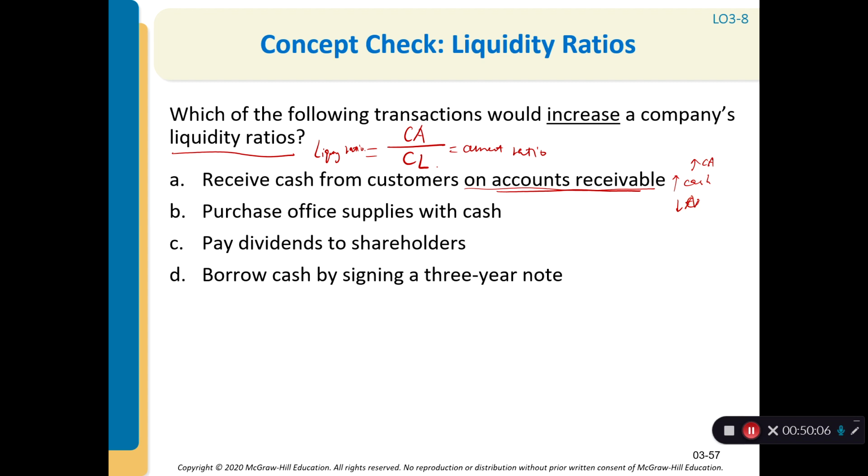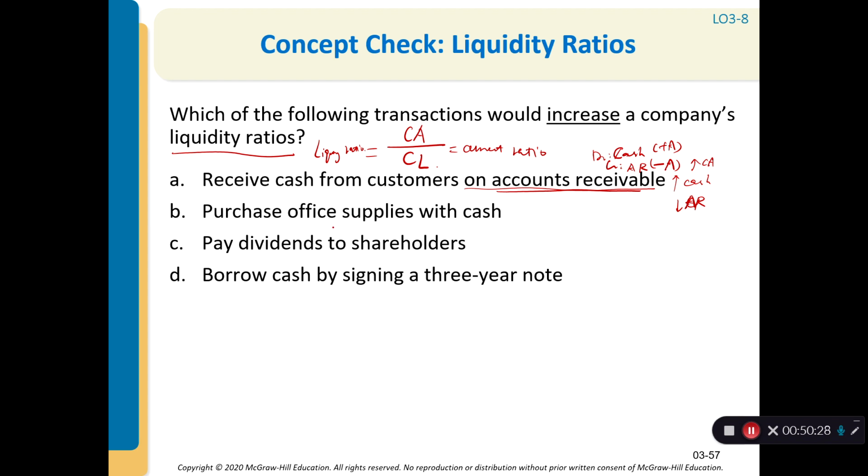Because if I do a journal entry here, you would debit cash and you credit accounts receivable, right? So basically you minus one asset and plus another asset. Hence it should have no effect on the liquidity ratio.